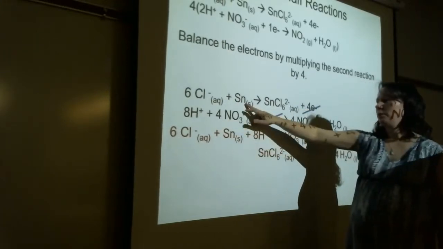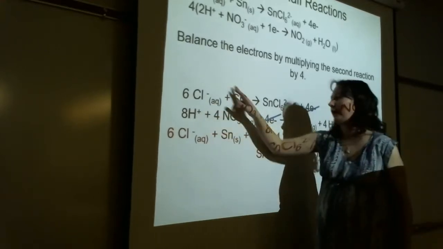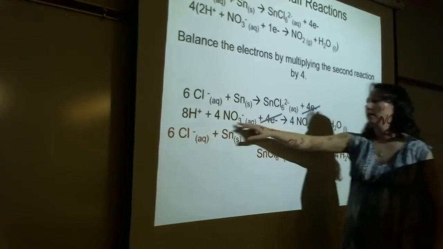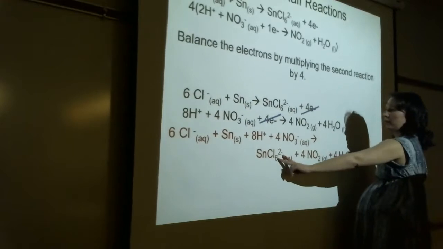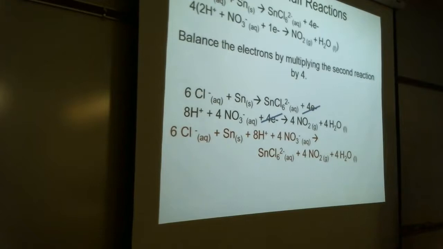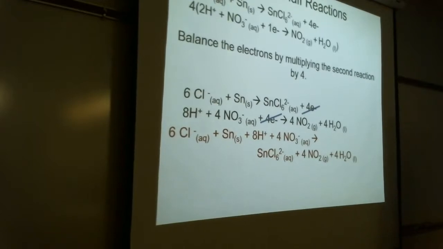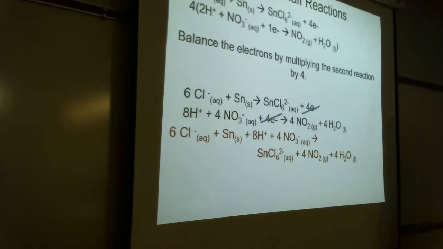6Cl minus plus Sn solid plus 8H plus, that's the whole reactant, oh, plus 4NO3 minus. They're all my reactants. Produces the complex ion plus 4NO2 plus 4H2O. And that's my final balanced redox reaction. A lot messier, a lot more writing, but in terms of the method, I don't think it's going to make things too difficult. You understand why you're adding H plus and you understand why you're adding H2O.